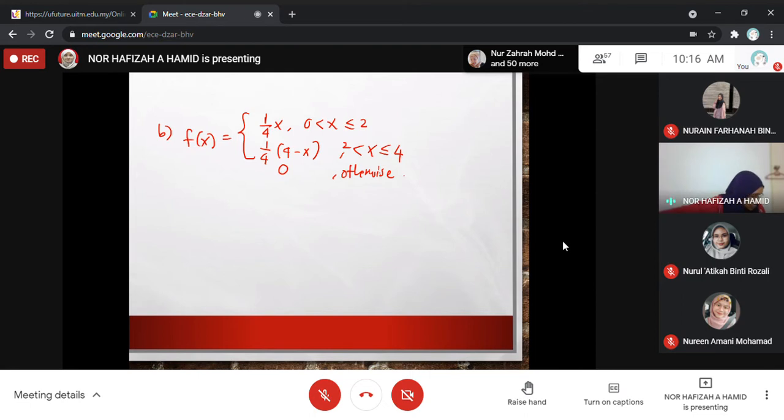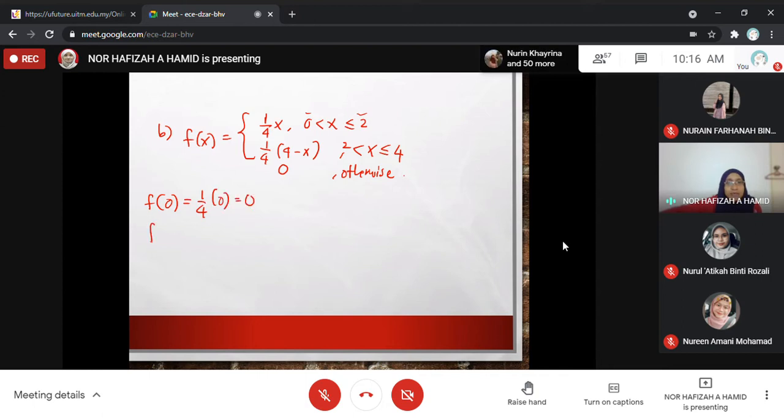Okay, so we need to sketch the graph. Macam biasa saya ambil pada endpoint dia. So ataupun you nak ambil pada every value pada interval pun boleh. Contoh saya ambil pada f0. F0 you akan dapat 1/4, 0, so equal to 0.